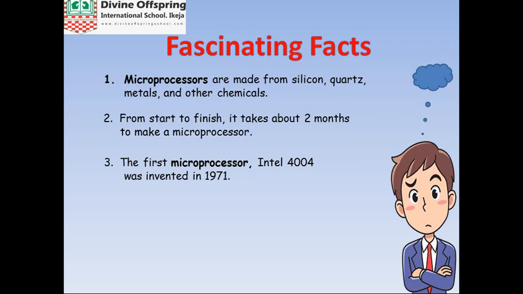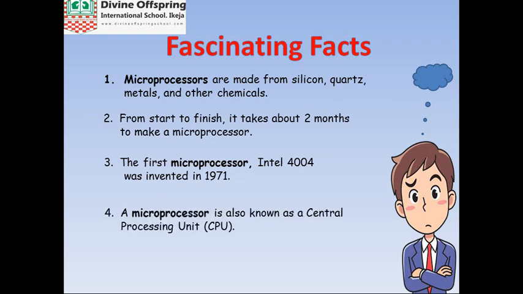The first microprocessor, Intel 4004, was invented in the year 1971. A microprocessor is also known as a central processing unit, CPU. The microprocessors retain memory 1 bit at a time.